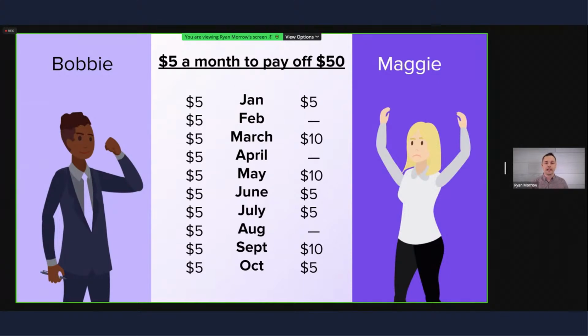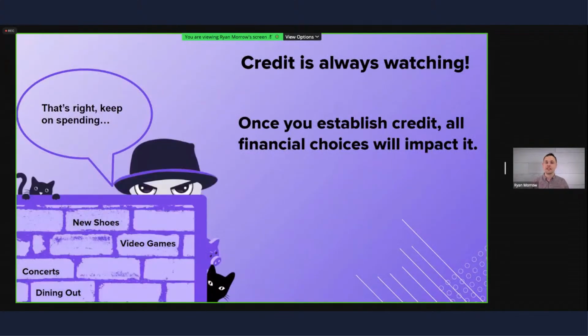So just to say it again and to make sure we're clear, credit is a measure of how well you pay off and then manage your debts within a certain time frame. So why would this be confusing and intimidating, which oftentimes it's viewed that way? The answer is that we often don't know when we're affecting our credit in the first place. Once you've established credit, all of your financial choices will then impact your credit.